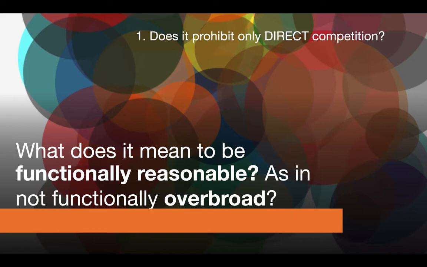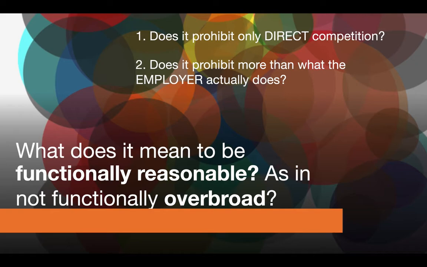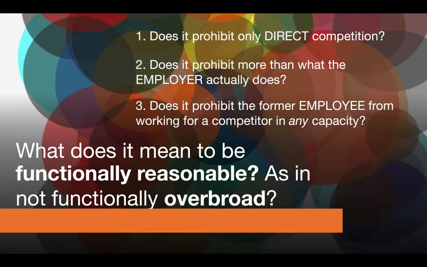First, does it prohibit only direct competition? Think about the language in Omniplex, where all it focused on was, are you only prohibiting direct competitors or working for a direct competitor? Second, does it prohibit more than what the employer actually does? Look at both the Home Paramount case and Capital One Finance Corporation. They have good language about what that means. Third, does the non-compete prohibit the former employee from working for a competitor in any capacity? And that comes also from Home Paramount and Omniplex.